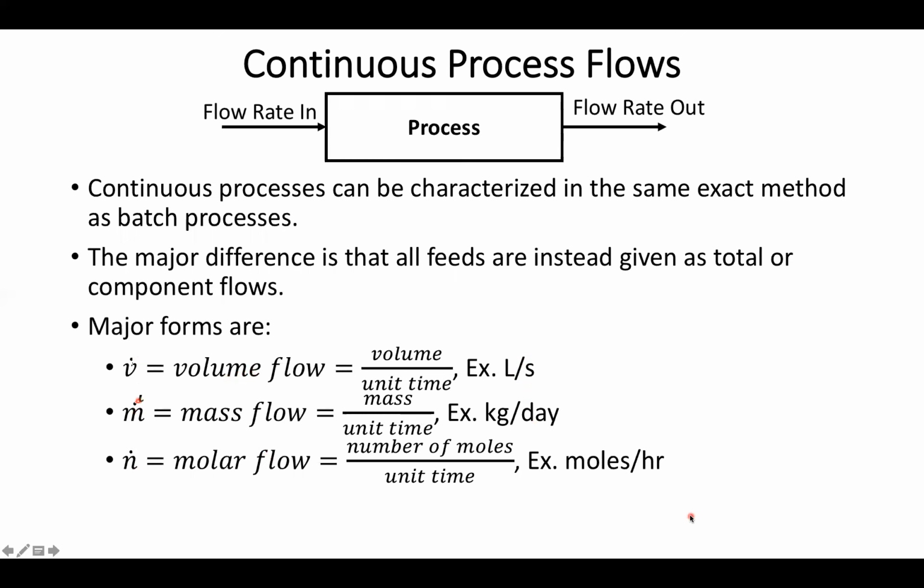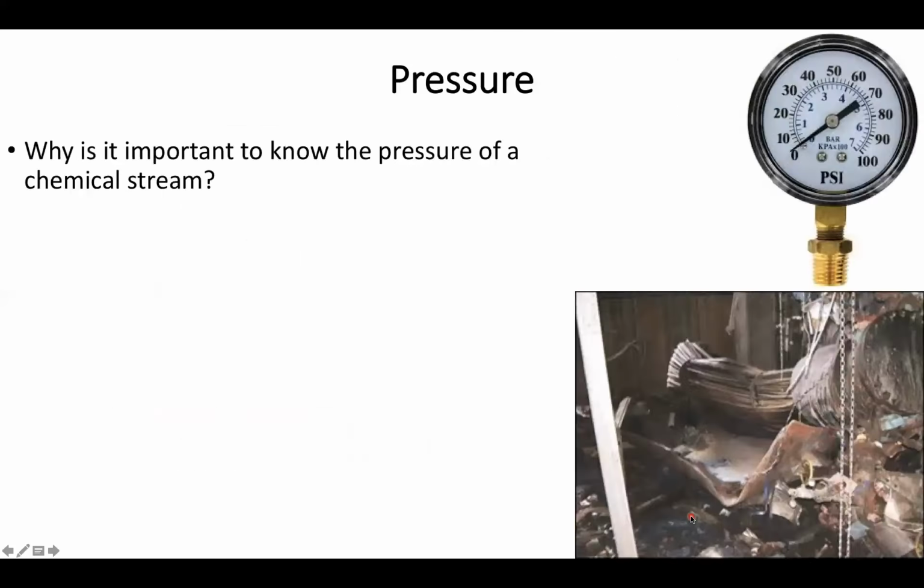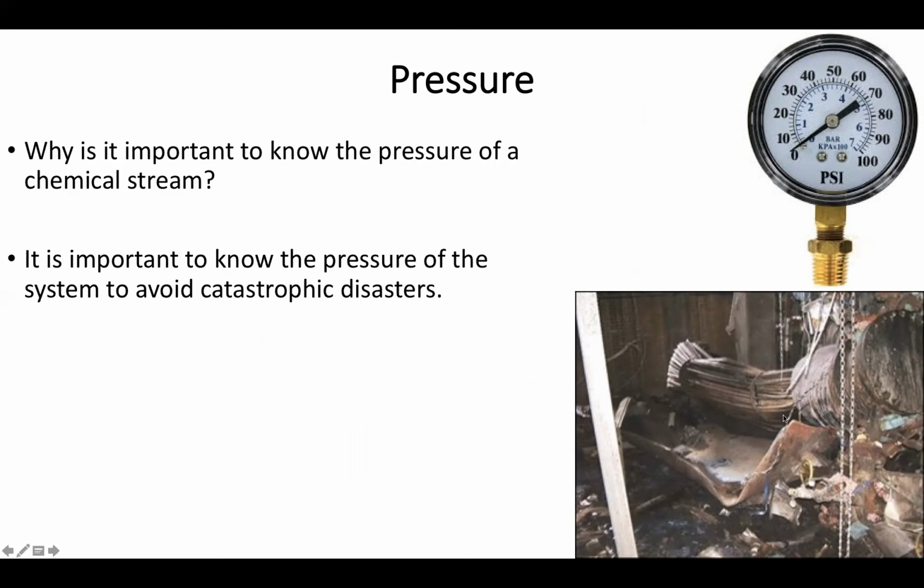However, this just helped us describe the composition of our systems. Turns out we also need to make sure we refer to the pressure of our system, because it turns out that knowing the pressure can be rather important, as it can help us avoid catastrophic disasters. What you see over here on the right is a heat exchanger that got overly pressurized with ammonia. Yep, that ended up badly. Thankfully, nobody was hurt in that one, but it did cause quite a bit of damage to the facility.